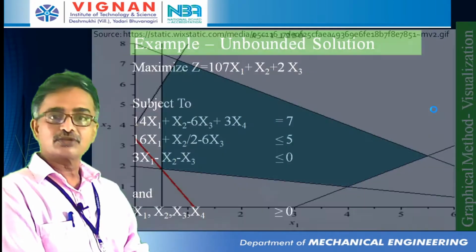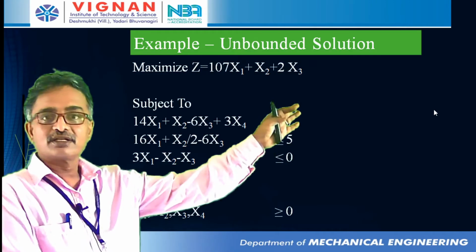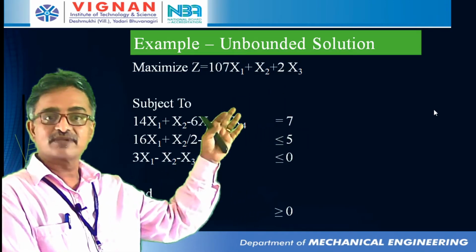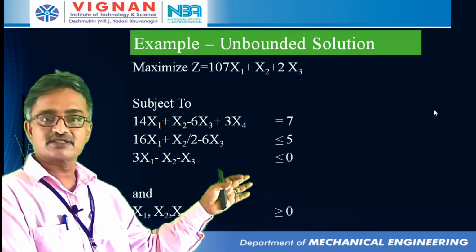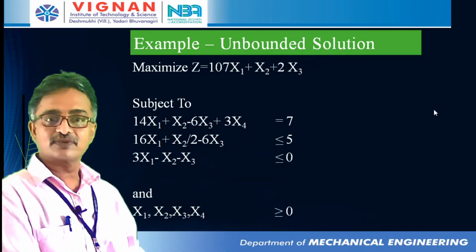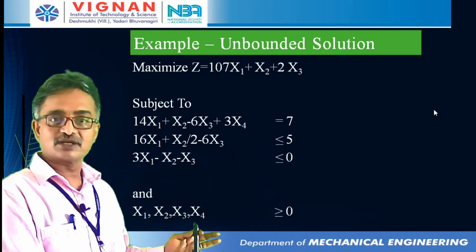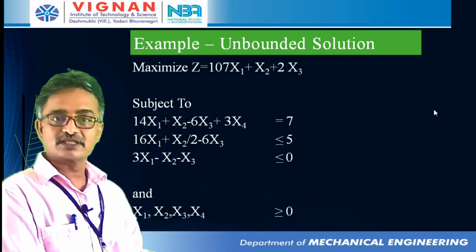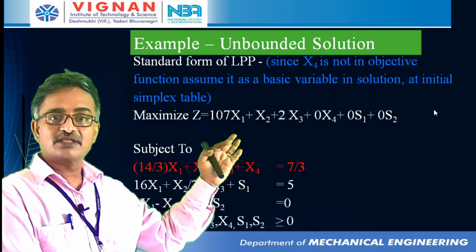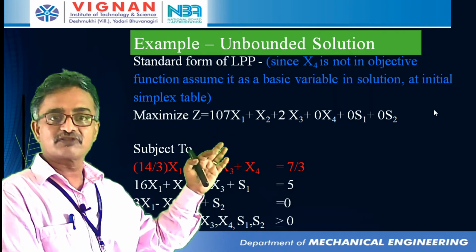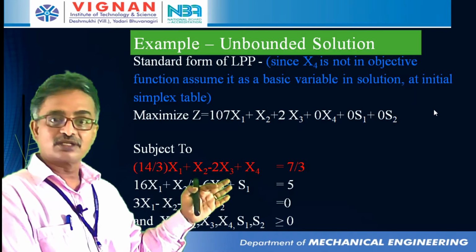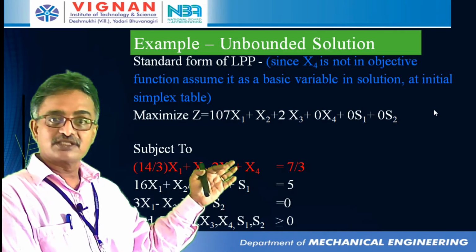Now we will look at one simple example where 107 x1 plus x2 plus x3 has to be maximized subject to these constraints. 10 x1 plus x2 minus 6 x3 plus 3 x4 equal to 7 and so on, with x1, x2, x3, x4 as the decision vector. In this formulation, since x4 is not in the objective function, we treat it as a basic variable in the initial solution. There is also an equality form in the formulation. Now make its coefficient unit.